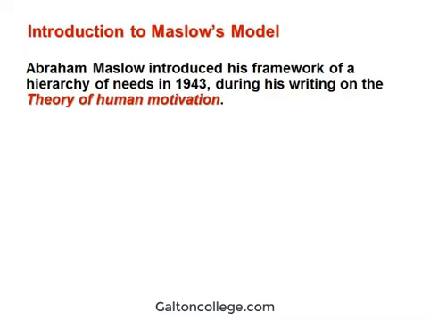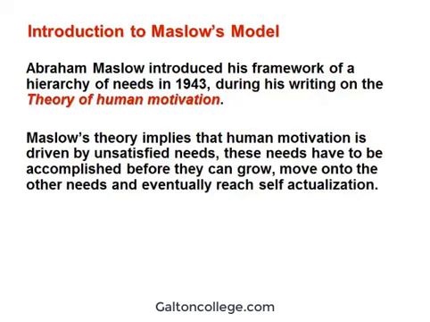Well, Abraham Maslow introduced his framework of a hierarchy of needs in 1943 during his writing on the theory of human motivation. In fact, there were a couple of publications around this time. Towards the Psychology of Being was also published, and so on. But essentially, what came out of this period was this idea of a hierarchy of needs, and this could be linked to motivation.